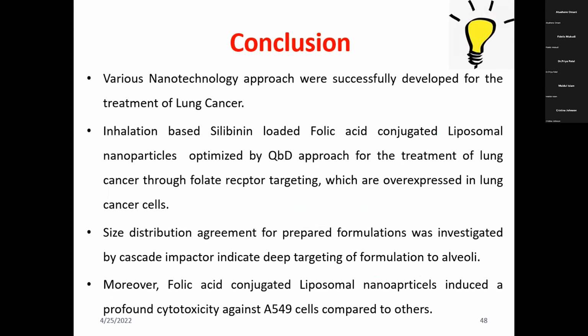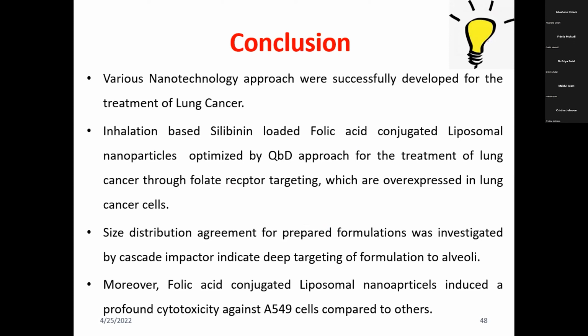So in this way, we can say various nanotechnological approaches are used for the treatment of lung cancer, not only liposomal, but we are also using polymeric nanoparticles. And as formulation scientists, DOE, or QbD, is the approach successfully used to arrive at one optimized formulation.